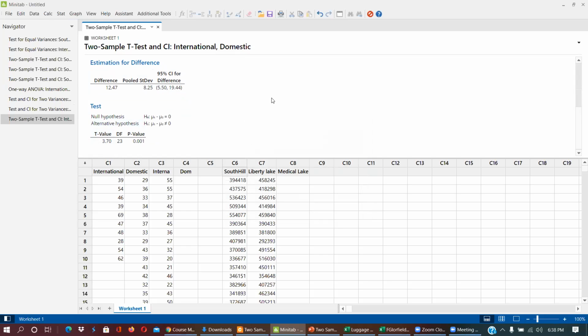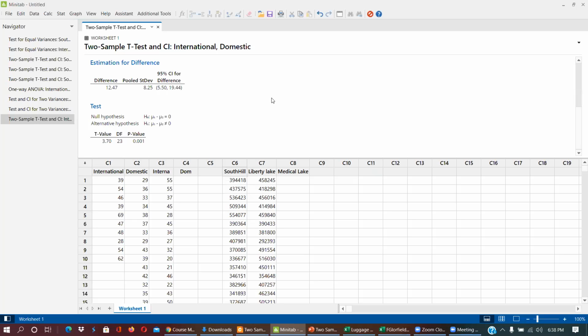Just a minute. I don't remember the question. What is the question? Please try to think clearly. What is the question asking? Is it asking the test statistic, or is it asking the critical value of t?